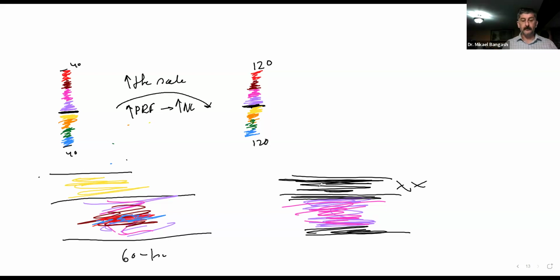Why would it disappear here? Mainly because increasing the scale, or increasing the PRF, or increasing the Nyquist limit makes the system less sensitive to the low Doppler shift. What was our low Doppler shift in this case here? That was the yellow. Did you guys get that?